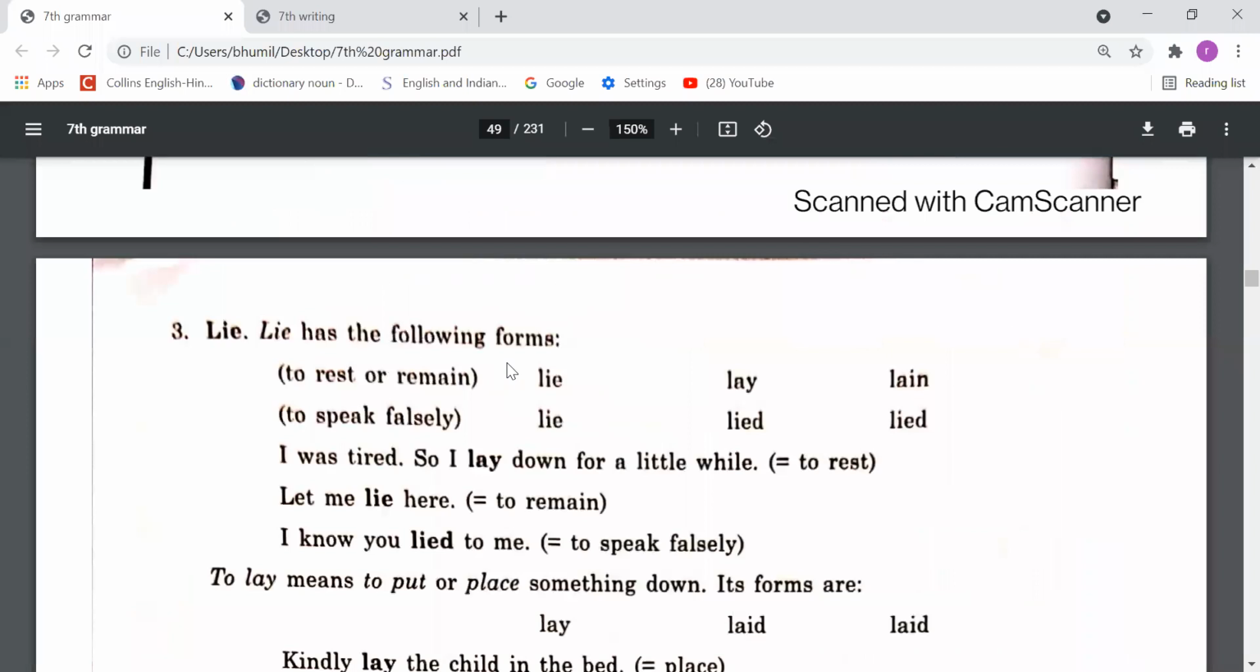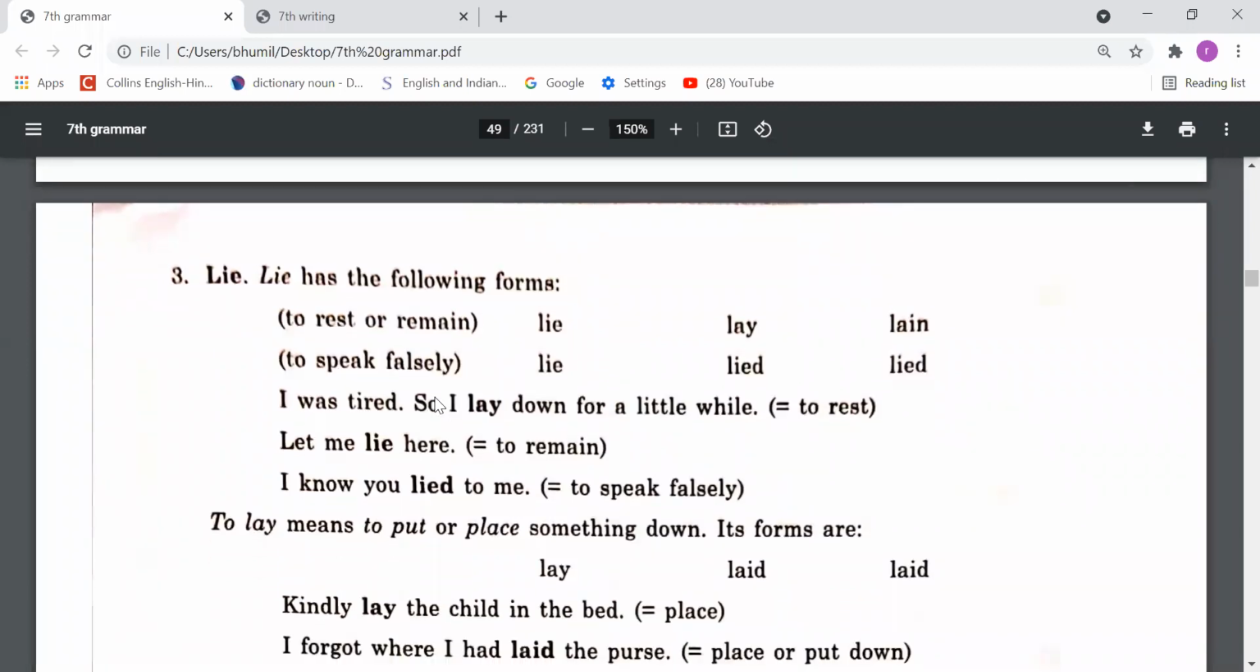Now please come on the third point. So dear students, I think the rest of the things we should discuss in the next class.